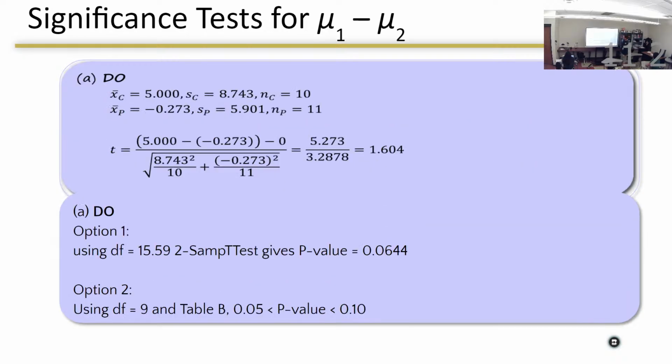There's x-bar, here's s, here's n. There's x-bar, here's s, there's n. They wrote the whole formula right here. You don't have to do that, but you've got to tell me what the T value is. 1.604. DF is 15.59. That gives me a p-value of 0.06.